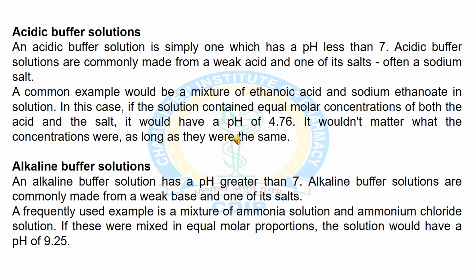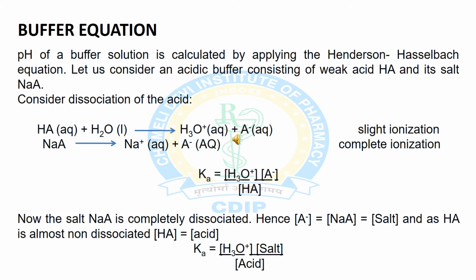Second, alkaline buffer solution. An alkaline buffer solution has a pH greater than 7. Alkaline buffer solutions are commonly made up of a weak base and one of its salts. Example, ammonium hydroxide solution and ammonium chloride solution. Next is the buffer equation. The pH of a buffer solution can be calculated by using the Henderson-Hasselbalch equation.